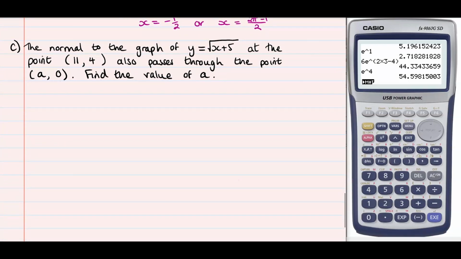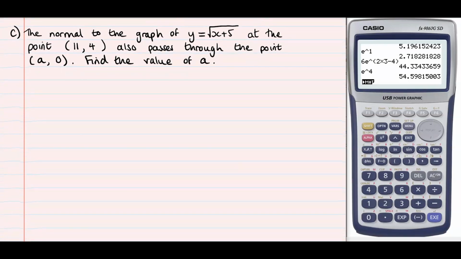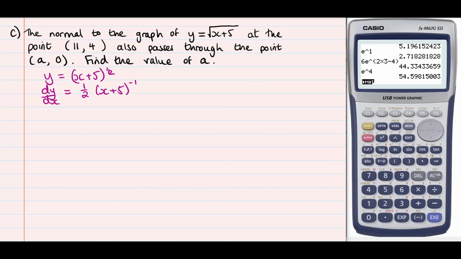Okay, part C, the normal to the graph of that function at the point 11, 4 also passes through another point A, 0. Find the value of A. So we've got y is equal to x plus 5 to the half, and this one is a merit question again. If we're needing to find the normal, we'll need to find the gradient of it. So that'll be half x plus 5 to the negative half.